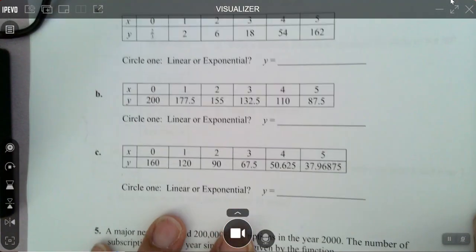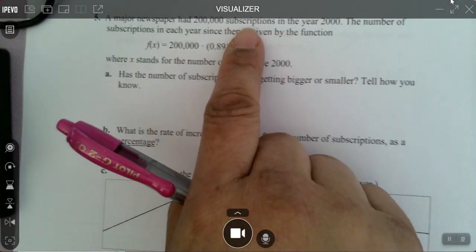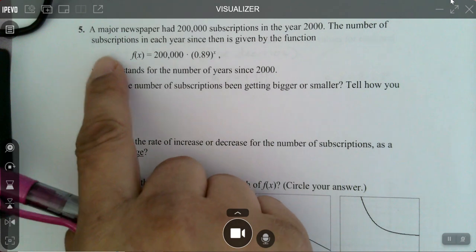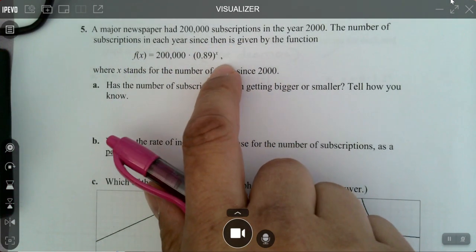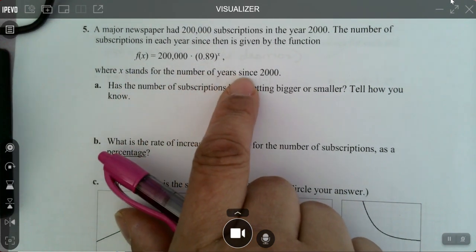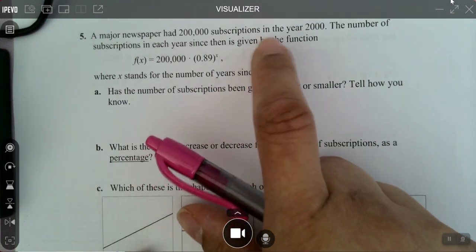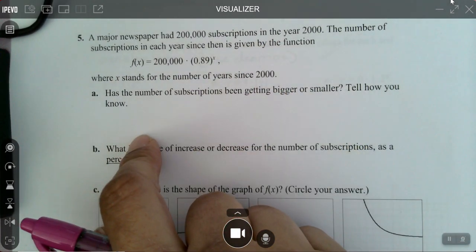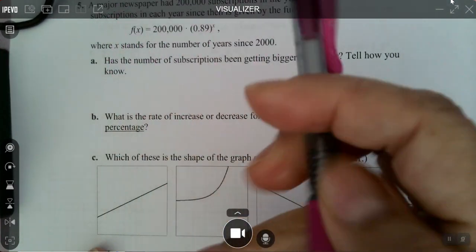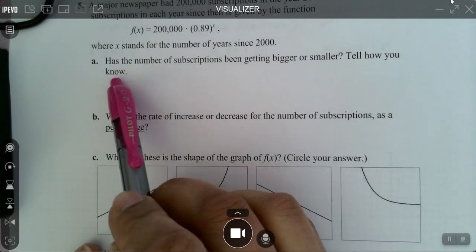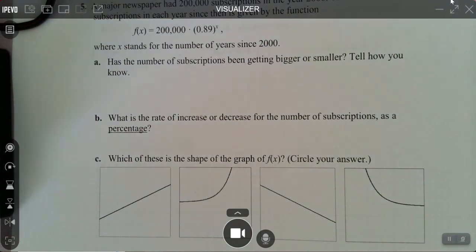Okay, more practice here. A major newspaper had 200,000 subscriptions in the year 2000. The number of subscriptions in each year since then is given by this function, where x stands for the number of years since 2000. So 2000 is our first year, okay? Times 0. All right, I'm going to give you 1 minute to talk to a partner. I want discussion. I don't want you sitting there. I want you to talk about A, B, and C. Go.